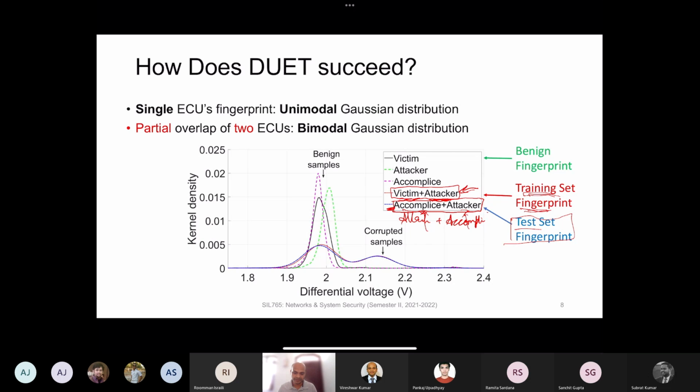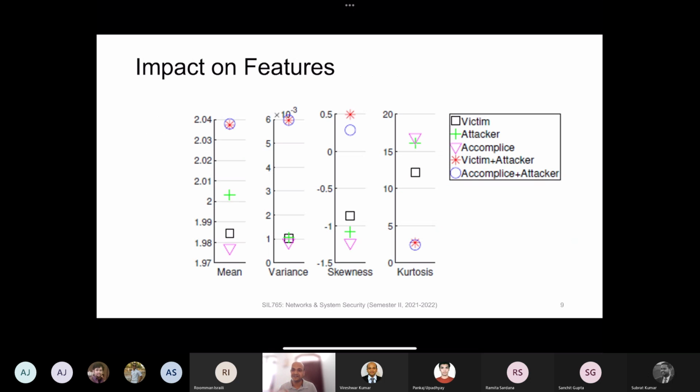So machine learning models are definitely very powerful, but you could always come up with some ways to bypass them, but not many different ways. Okay, so let me just quickly show you what happens in the feature space. So we plotted the different features: mean, variance, skewness, and kurtosis.